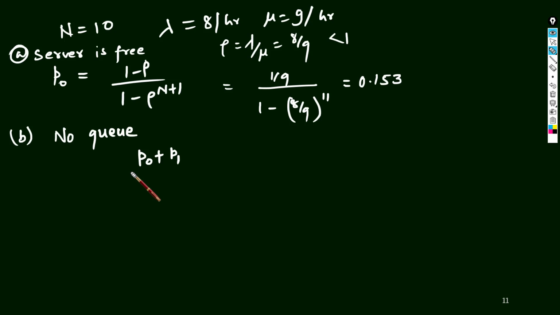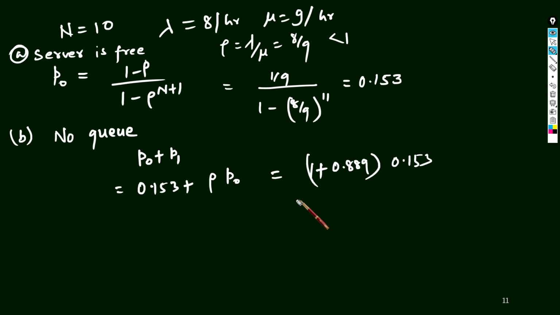Either there is no customer, or there is one customer who is also taking service. So we know the value of P naught, 0.153, plus P1, which is rho into P naught. So that is 1 plus rho, the value of rho is 8/9, that is 0.889 into 0.153. Calculate this. 0.288.